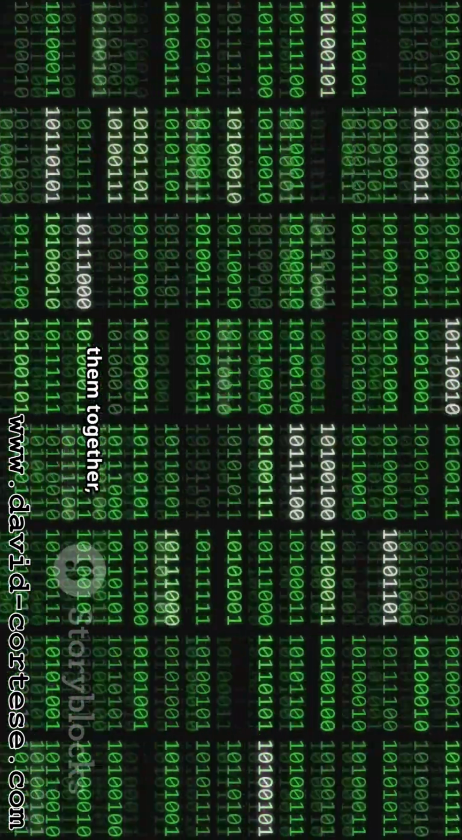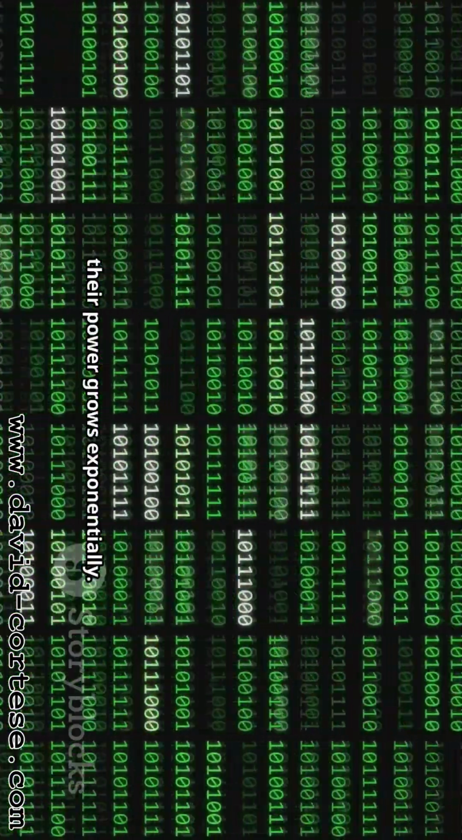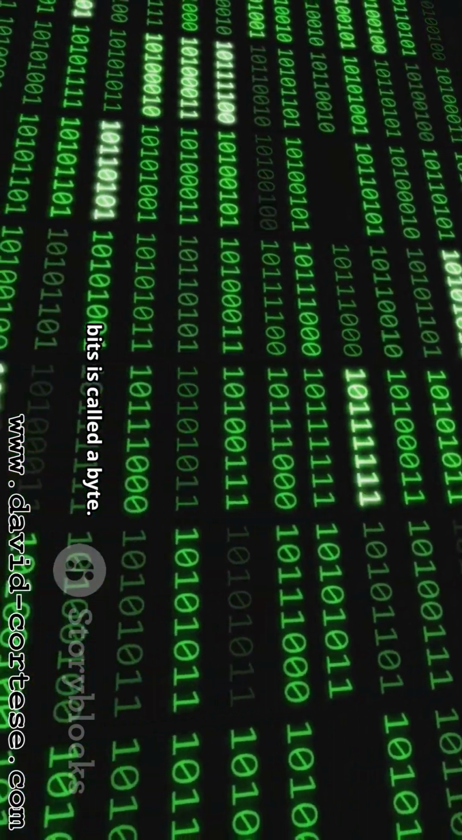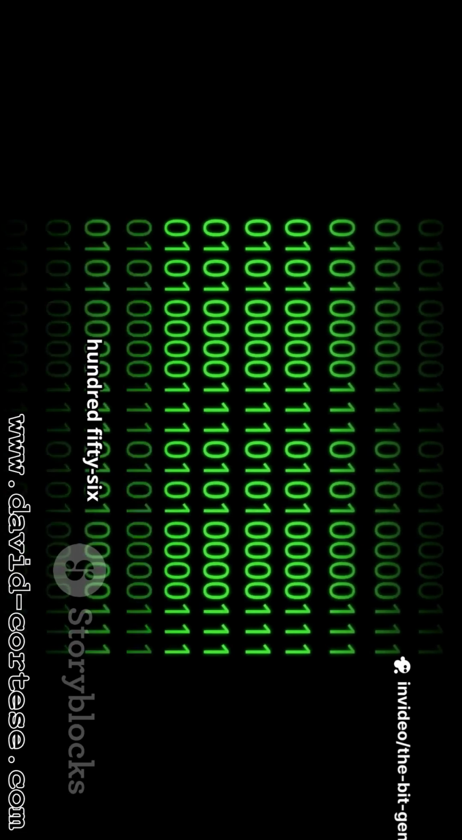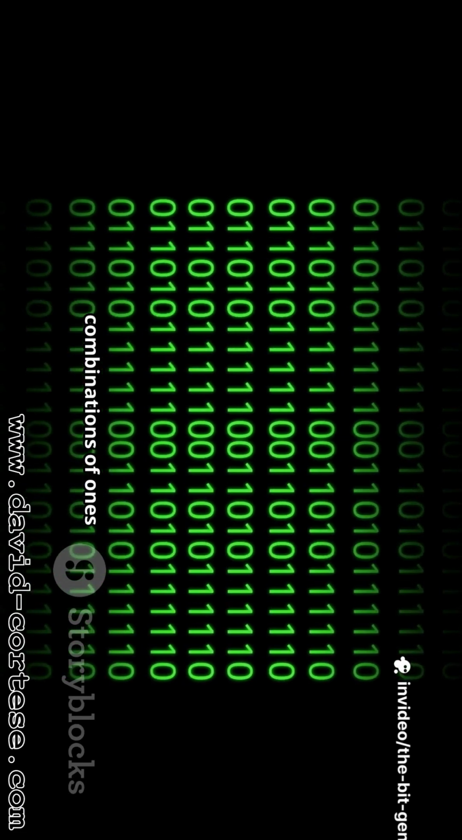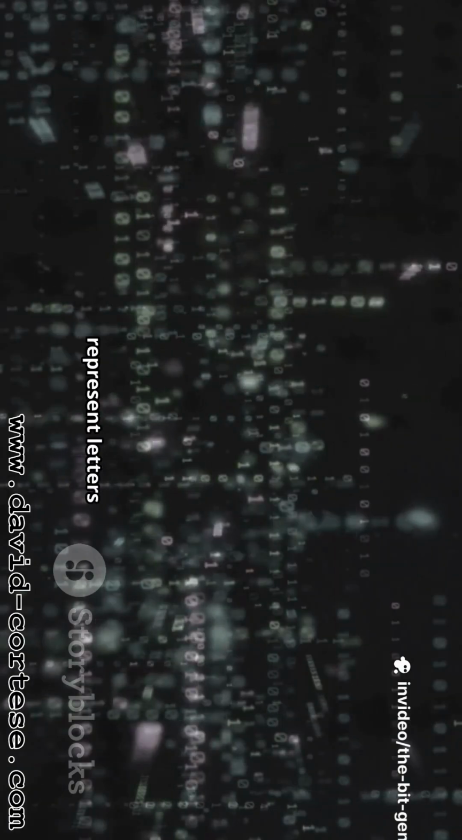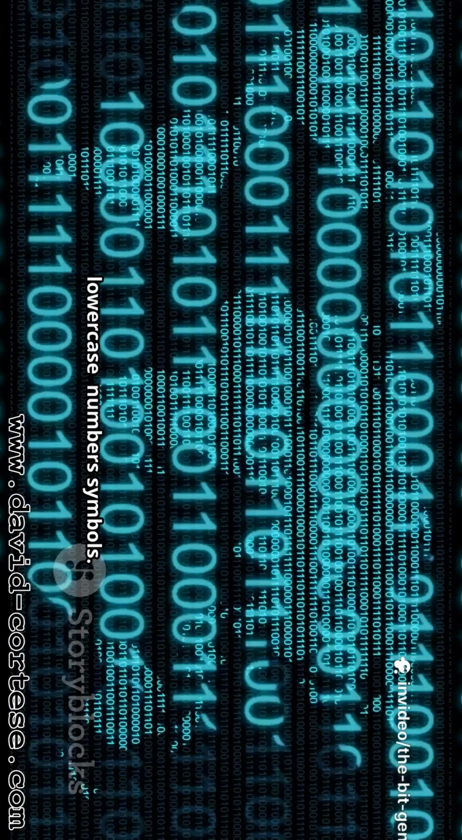Now, one bit by itself can't do much. It can only say yes or no, on or off. But when you group them together, their power grows exponentially. A group of 8 bits is called a byte. A byte can represent 256 different combinations of ones and zeros. That's enough to represent letters, uppercase and lowercase, numbers, and symbols.